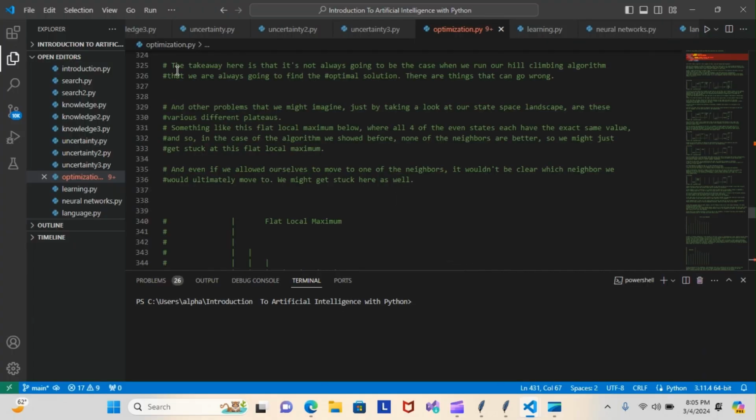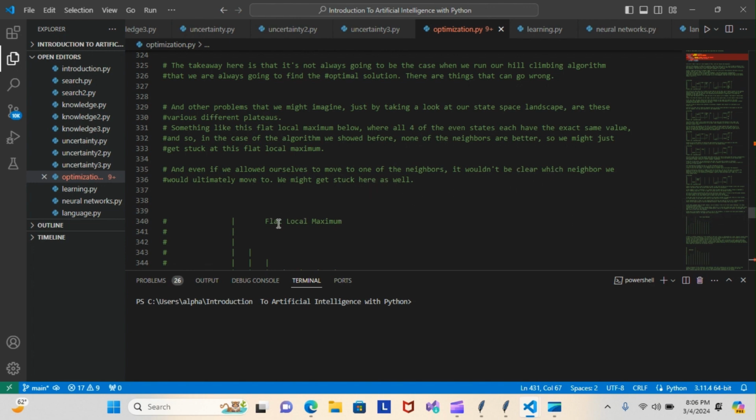Now, last night we left off here. The takeaway is that when we run our hill climbing algorithm, we are not always going to find the optimal solution. There are things that can go wrong, and other problems that we might imagine just by taking a look at our state space landscape or these various different plateaus. Something like this flat local maximum below, where all four of the even states each have the same exact value. In the case of the algorithm we showed before, none of the neighbors are better, so we might just get stuck at this flat local maximum. And even if we allowed ourselves to move to another neighbor, it won't be clear which neighbor we will ultimately move to. We might get stuck here as well.